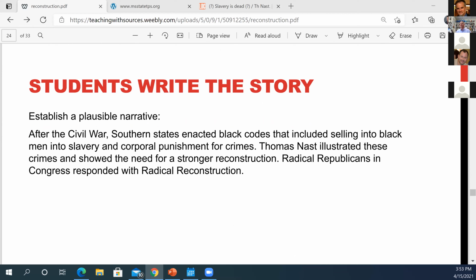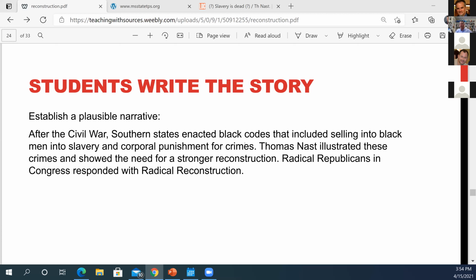Thomas Nast illustrated these crimes and showed the need for stronger Reconstruction. Republicans in Congress responded with radical Reconstruction. And I believe we went through the sources once, and then we did a deep dive. The average 8th grader can write something like this, at least one kind of Mississippi.